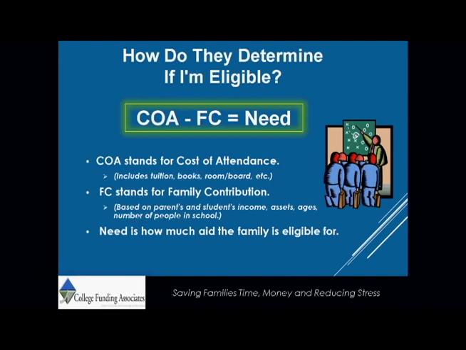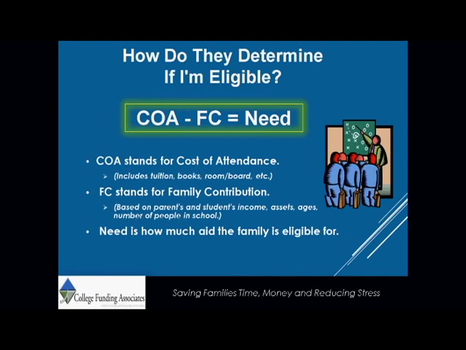But what will be a constant number in the formula is your expected family contribution. And that expected family contribution is a number that is calculated after a family fills out the FAFSA form, which is the Federal Financial Aid Form. So, the cost of the school, which is not just tuition, it includes room and board and books. Cost of attendance minus your family contribution equals your need.